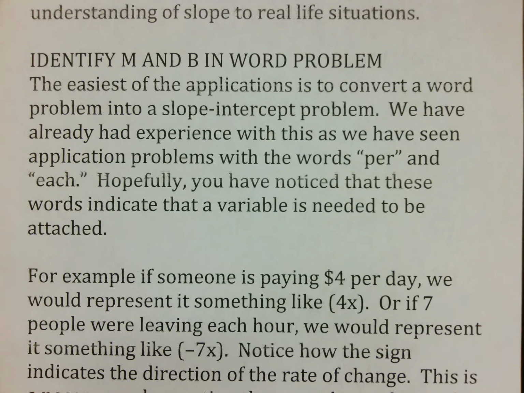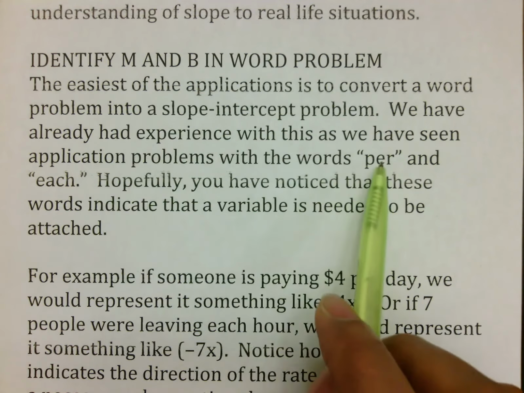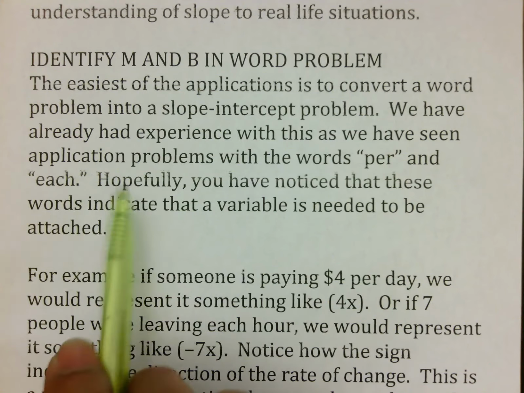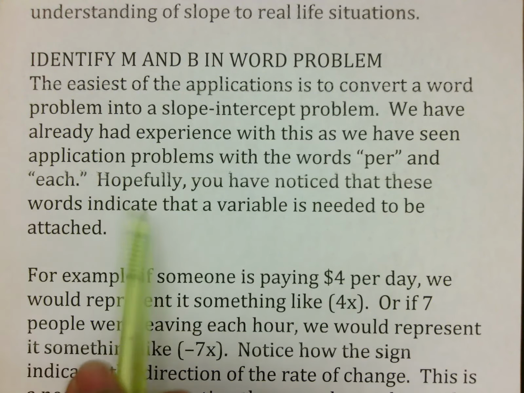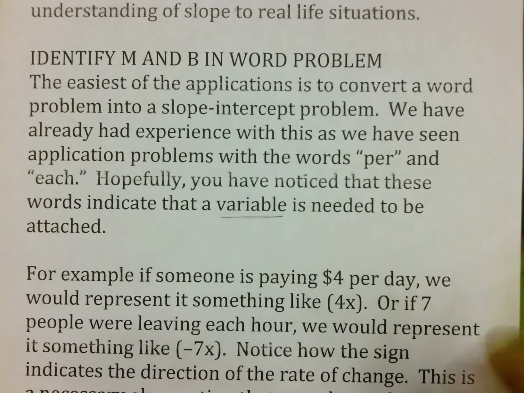We've already had experience with this, as when you did your application problems, you saw problems with the words per and each. Hopefully after you've done enough of that, you've noticed that those words indicate that we need a variable, because whenever you have something going on over and over again, or not happening at all, you don't know what the value is, so that makes it a variable.